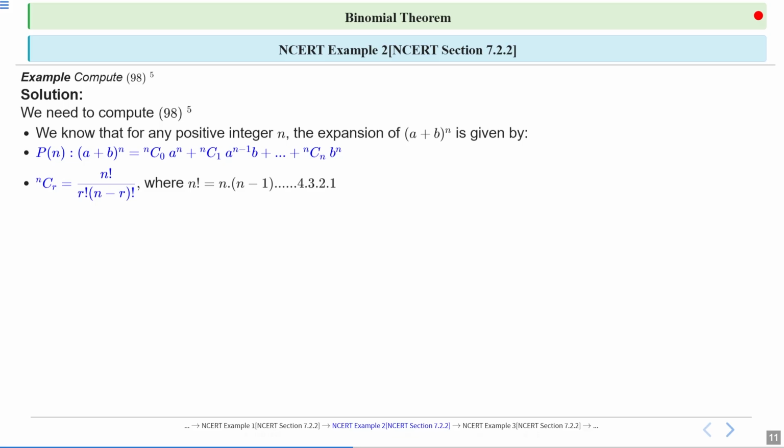Now, first of all, see here binomial coefficients nCr. This is equal to n factorial upon r factorial times (n minus r) factorial, where n factorial is n times (n minus 1) times dot dot dot 4 times 3 times 2 times 1.